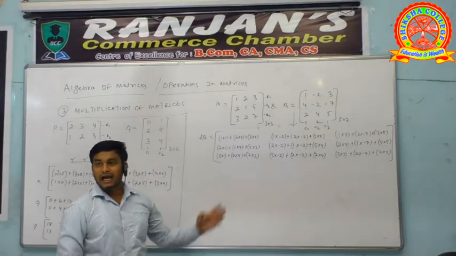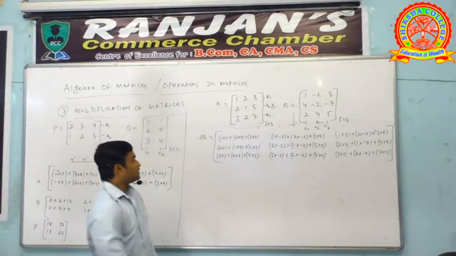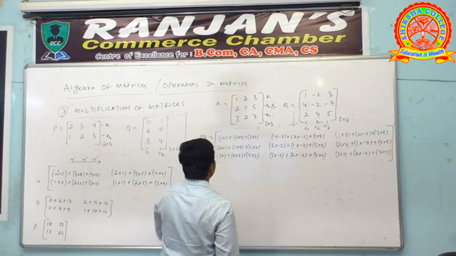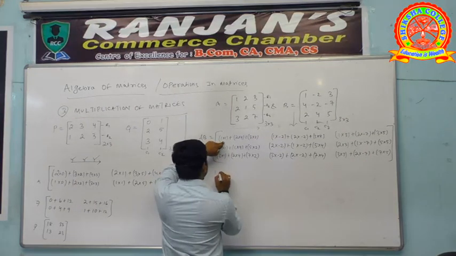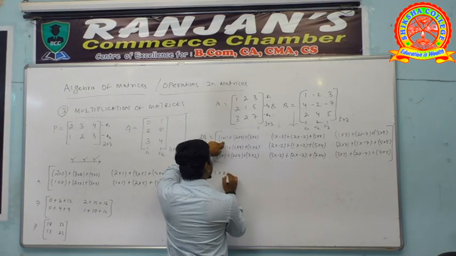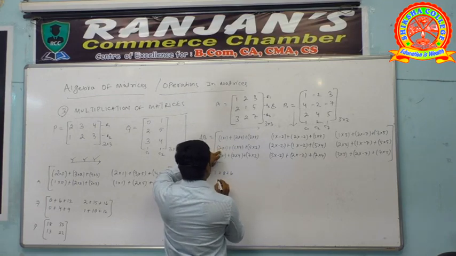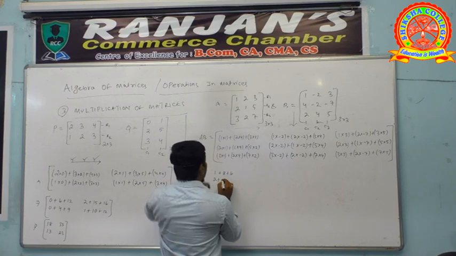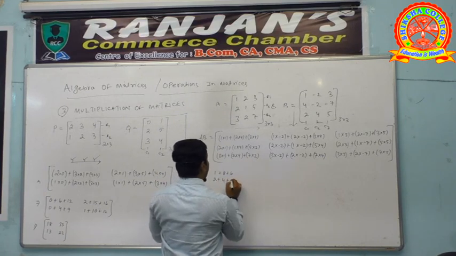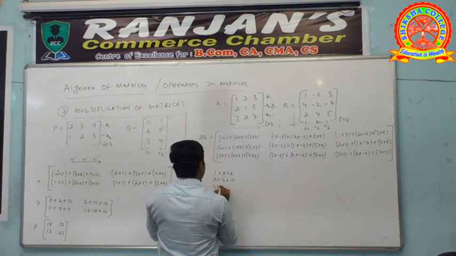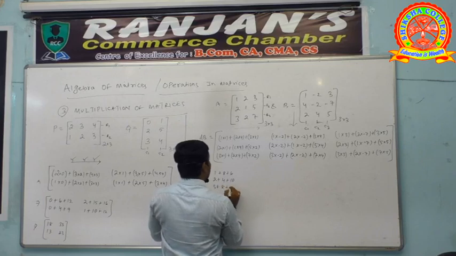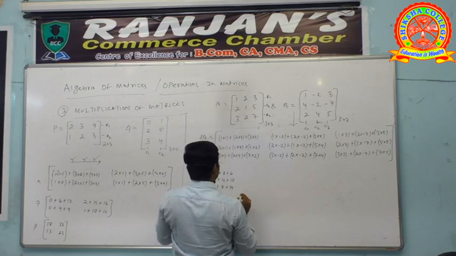Okay students, now we are just going to solve these values. 1 into 1 is 1, plus 8, plus 3, is 6... 2 into 1 is 2, plus 4, plus 5, is 10. 3 into 1 is 3, plus 2 into 4 is 8, plus 7, is 14.